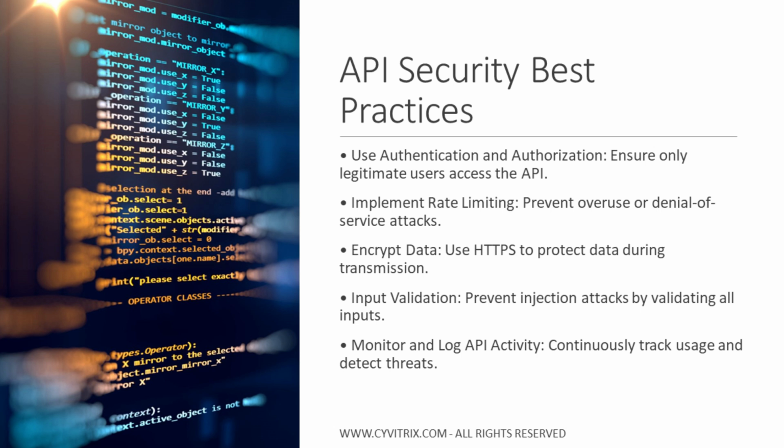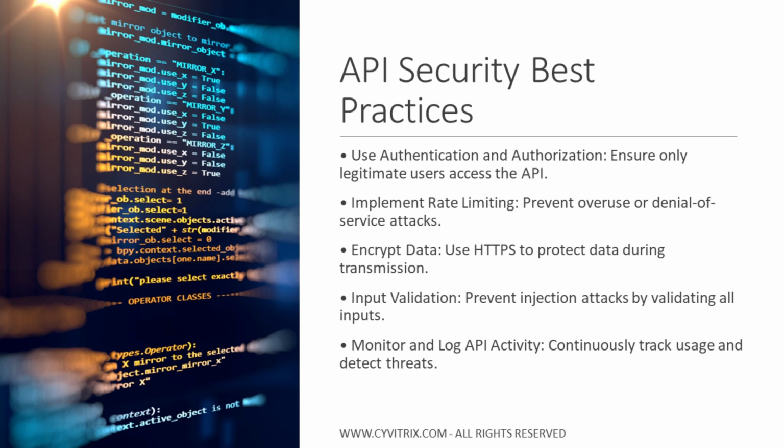While APIs offer many benefits, they also introduce security risks, making API security best practices essential. The first and most important practice is to use authentication and authorization mechanisms like OAuth 2.0 to ensure only legitimate users and applications access the API. Rate limiting is also necessary to prevent abuse by restricting how many requests can be made within a certain period, which protects against denial-of-service attacks.